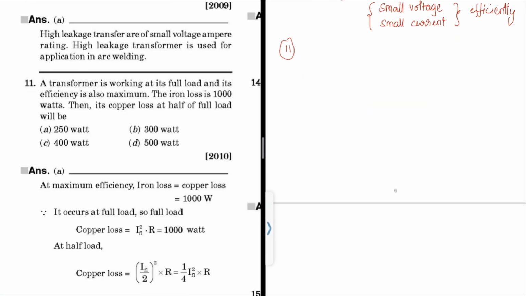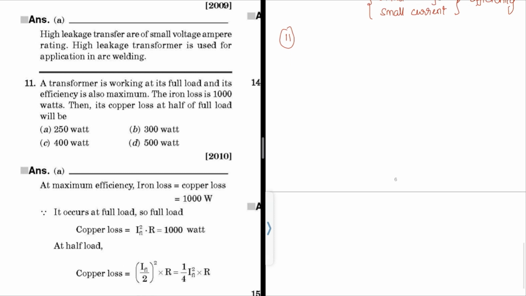So coming to the 11th question. Here it is mentioned that a transformer is working at full load and its efficiency is also maximum at that full load. The iron loss is given as 1000 watts. So iron loss equals copper loss at maximum efficiency, that is 1000 watts, and it is said that it is at full load. So copper loss at full load equals 1000 watts.